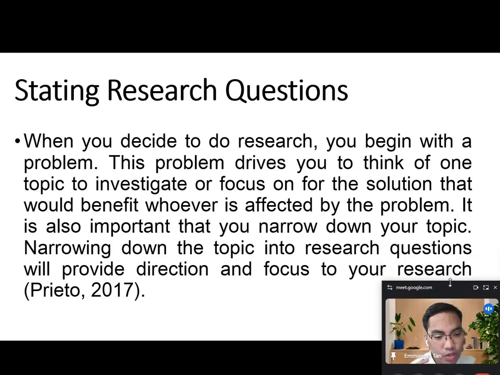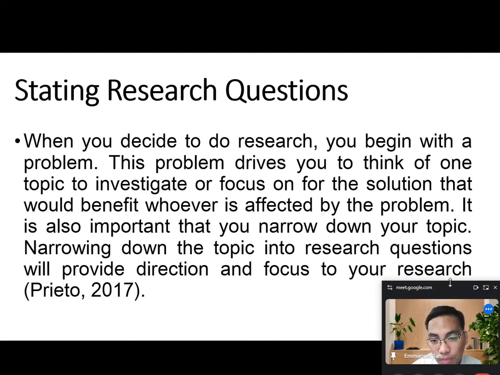Now, the basic definition of research question: when you decide to do research, you begin with a problem. Okay, you always have to start with the problem when it comes to conducting your research. Of course, there should be a problem to address in order for you to propose a solution. So you observe the problems that are existing in your community, where you are. Not just in the community, even the workplace.